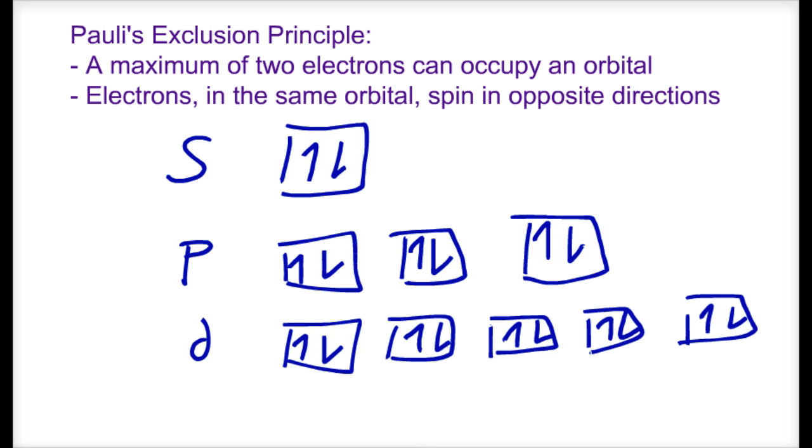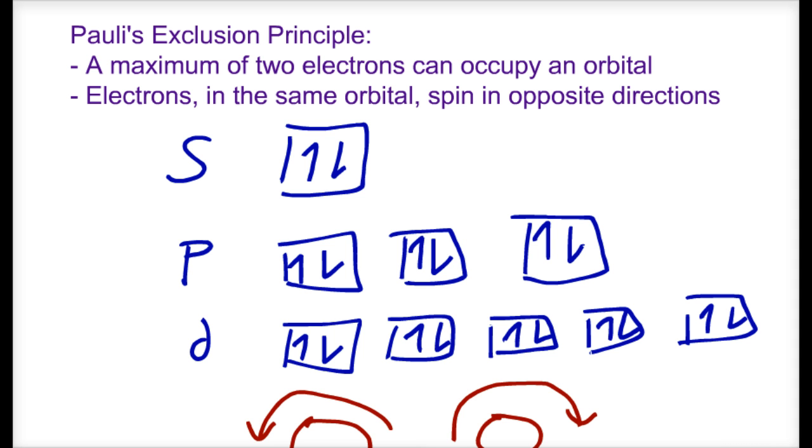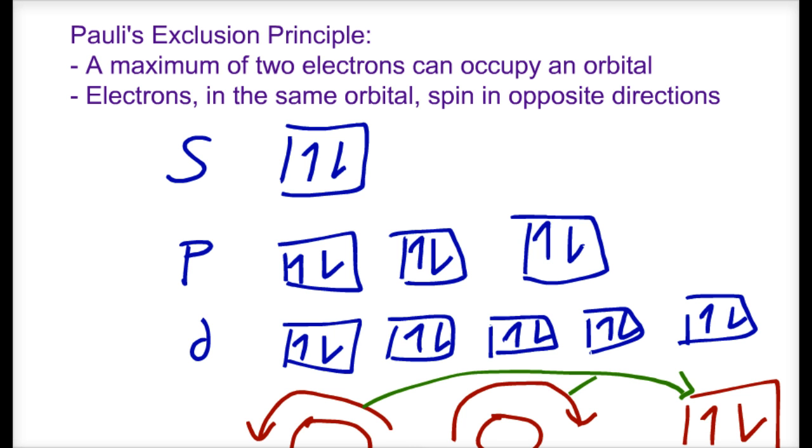It's also important to note in Pauli's exclusion principle that electrons in the same orbital spin in opposite directions. So if I have 2 electrons, one of them is going to be spinning in this direction, and one in the opposite direction, which is the reason why we draw the boxes like this. Each one of these represents the different spins. Notice the arrows go in different directions.